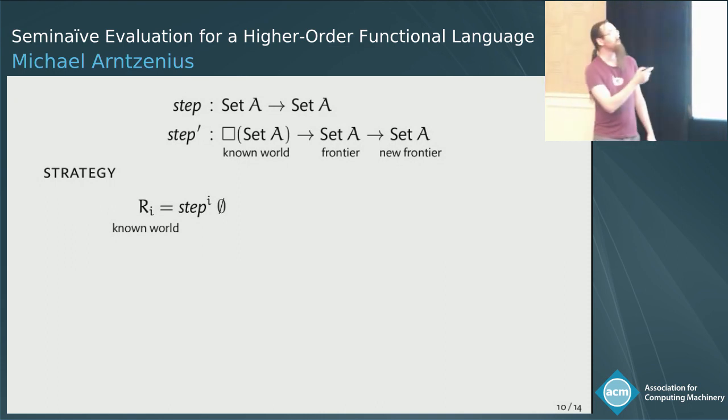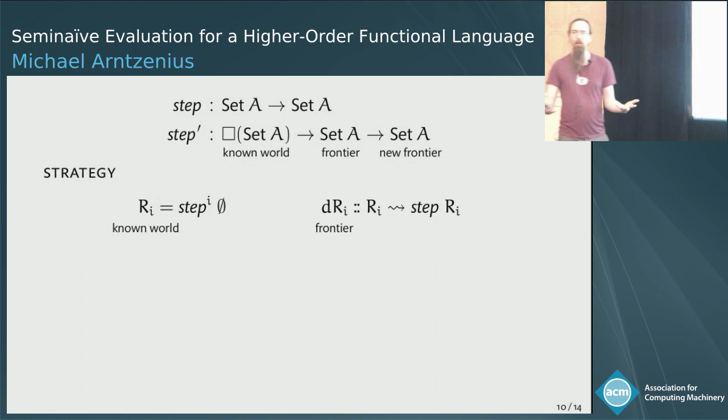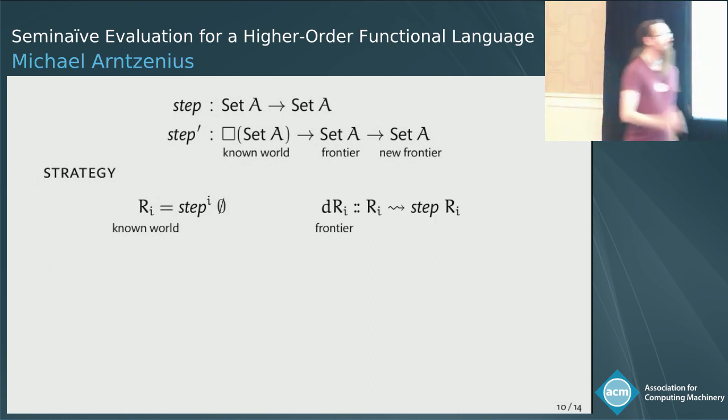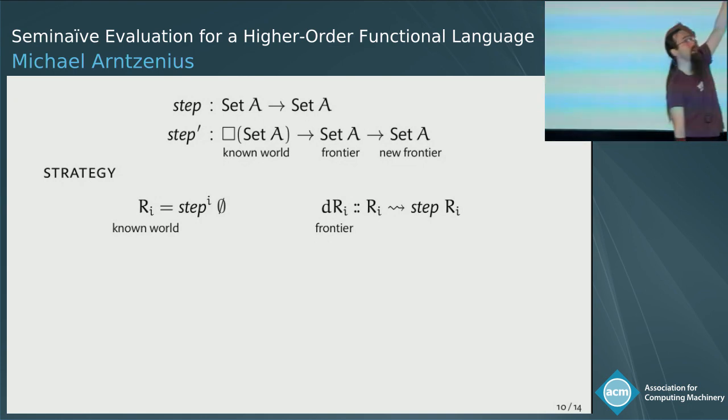So we want to compute the sequence of R sub I of iterations of the step function, but we don't want to compute it by iterating the step function. Instead, we want to compute it by finding the frontiers, the changes between these known worlds. And these frontiers will have the property that they turn R sub I, the ith known world, into step applied to R sub I.